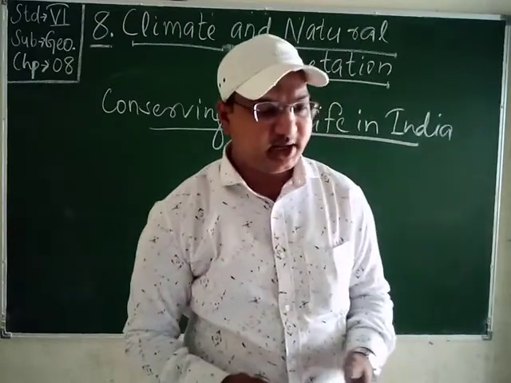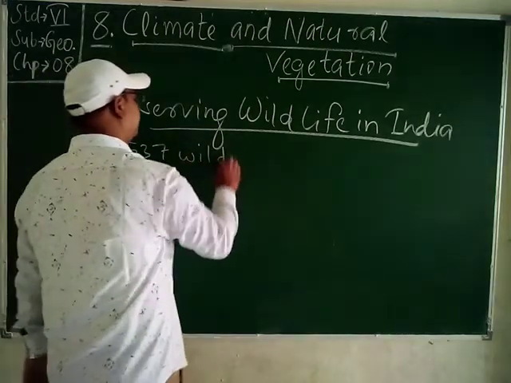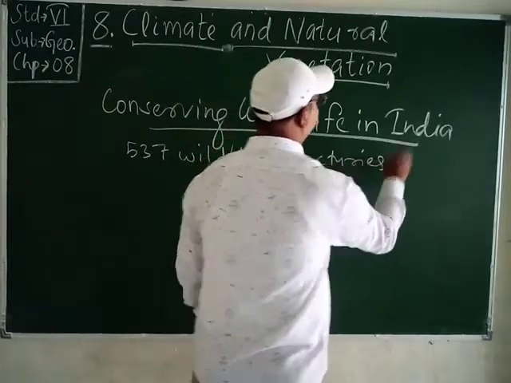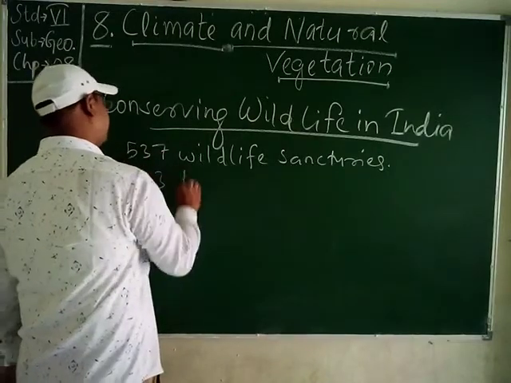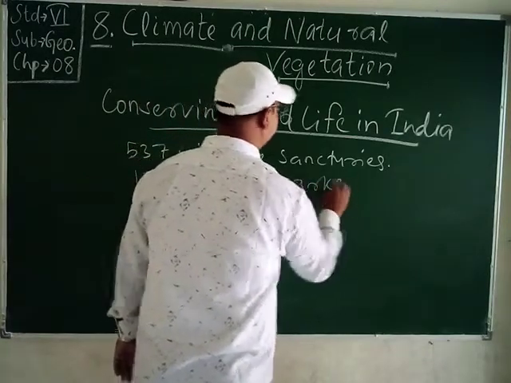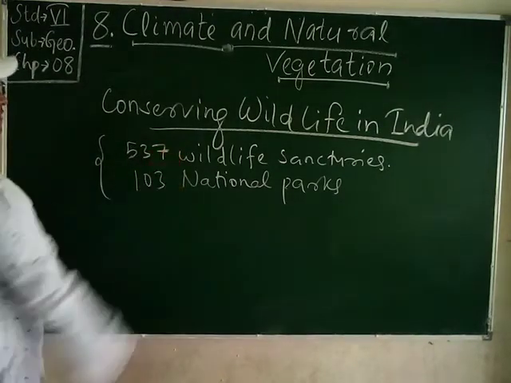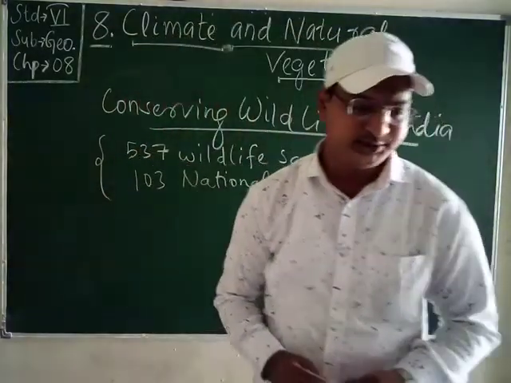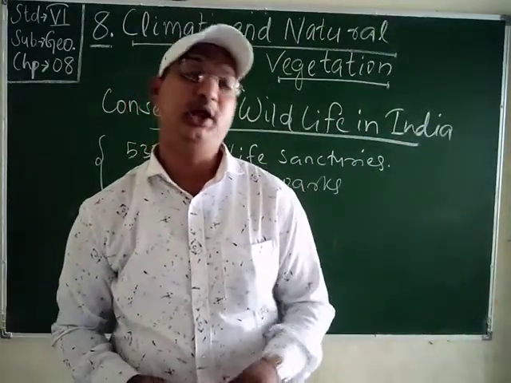And in India, there are almost 537 wildlife sanctuaries and 103 national parks in our country. In these sanctuaries and national parks, poaching is illegal and cutting of trees is not allowed.